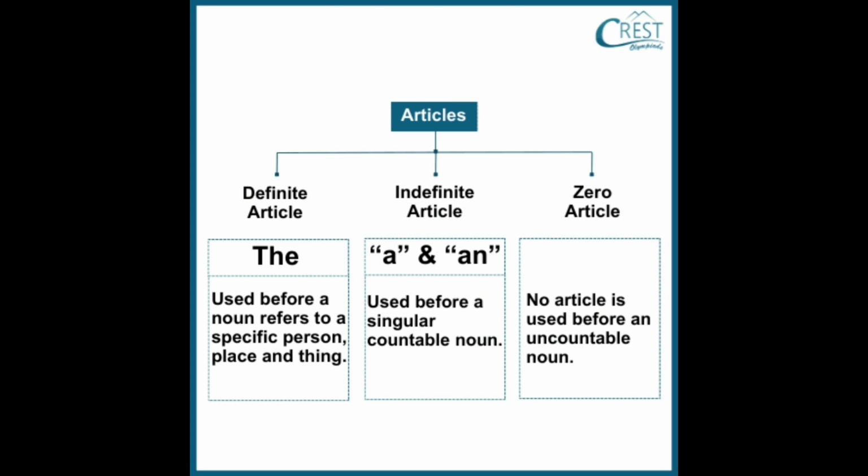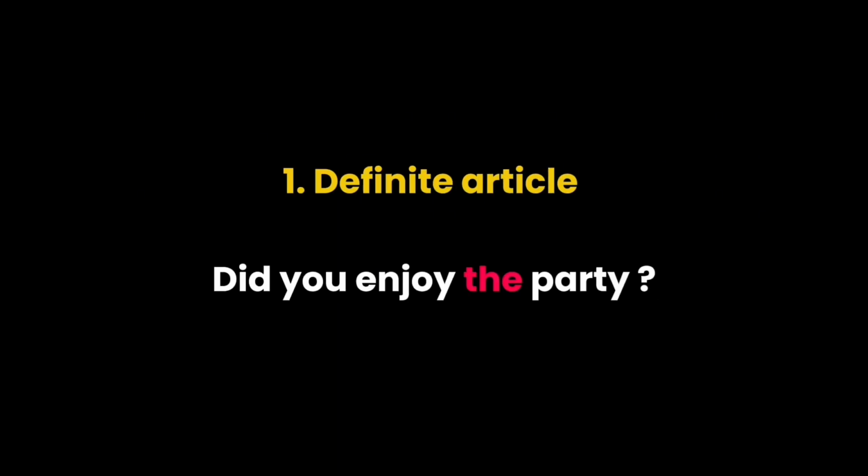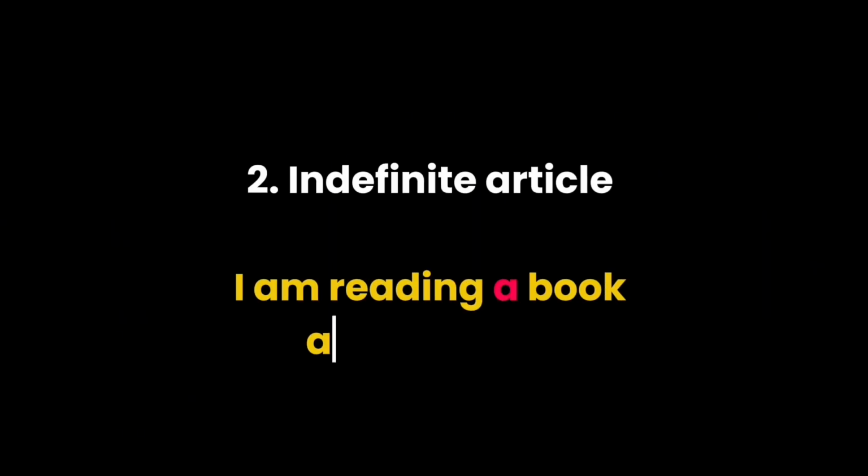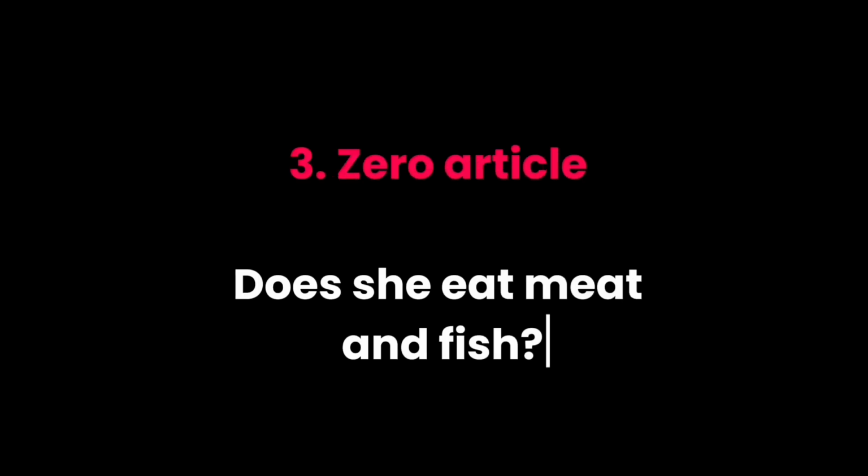Have a look at the following examples. 1. Definite article. Did you enjoy the party? 2. Indefinite article. I am reading a book about China. 3. Zero article. Does she eat meat and fish?